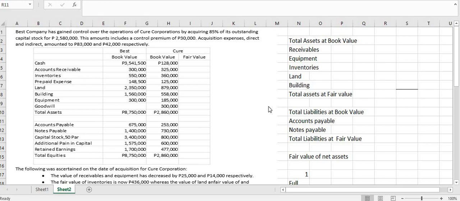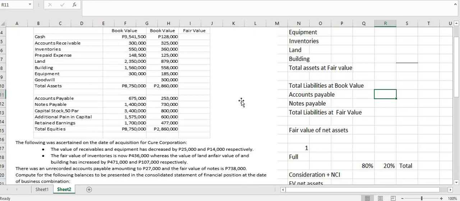Okay. So we have here our second problem. So our second problem: Best Company has gained control over the operations of Cure Corporation by acquiring 85% of its outstanding capital stock for 2,580,000. So this amount includes a control premium of 30,000. So acquisition expenses, direct and indirect, amounting to 83,000 and 42,000 respectively.